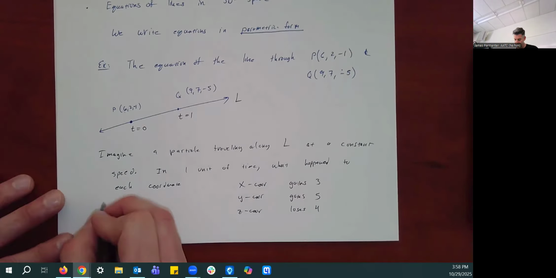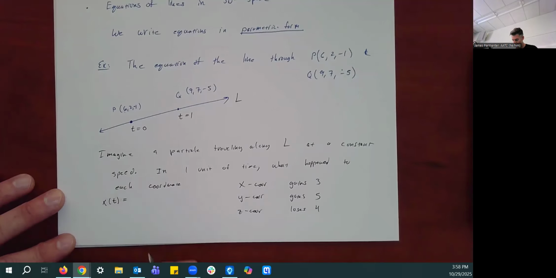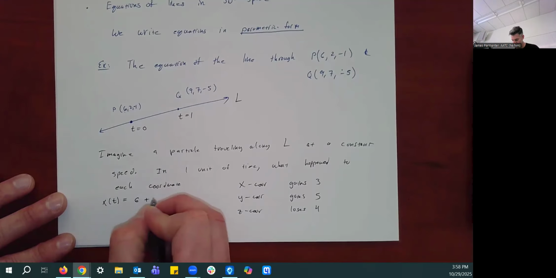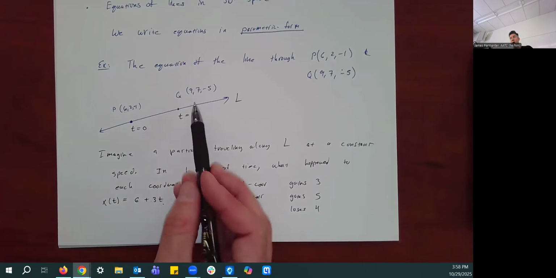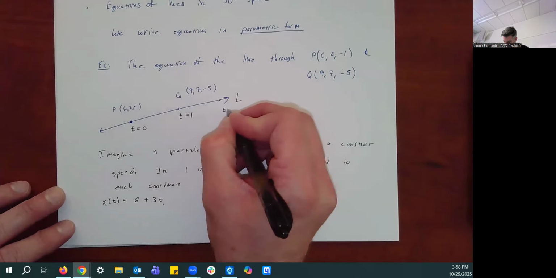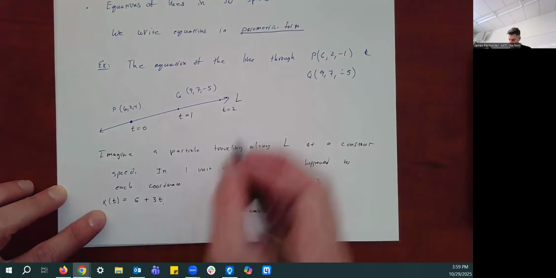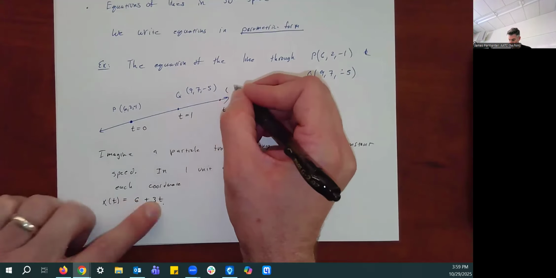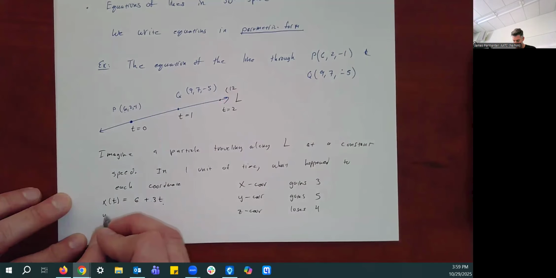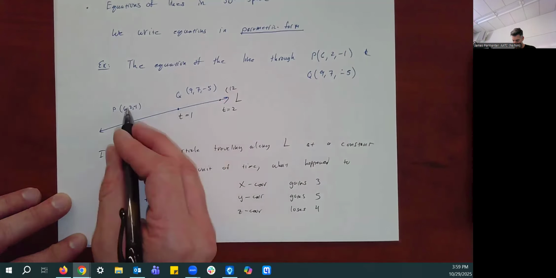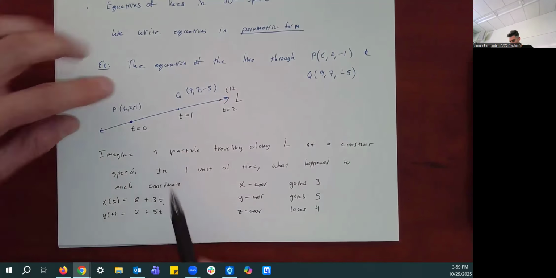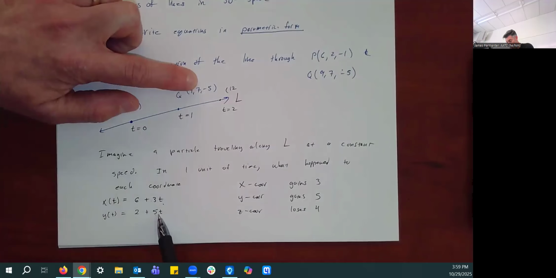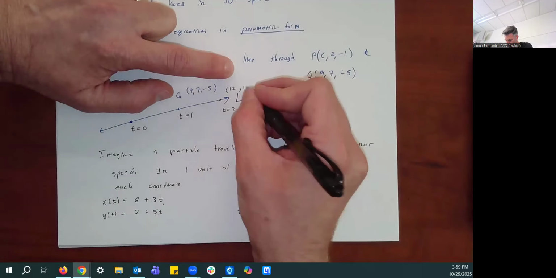So we can say that x as a function of time is going to equal 6 plus 3 times t. Because at time 0, x is 6, and 1 unit later, 6 plus 3 times 1 is going to give you 9. And at t equal to 2, the x coordinate should be 6 plus 3 times 2, which is 12. The y coordinate is going to be the initial point 2 plus 5 times t. When t is 0, you get 2. When t is 1, you get 2 plus 5. When t is 2, you get 2 plus 10, which is also 12 by coincidence.